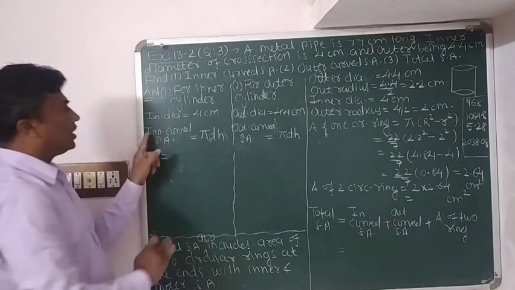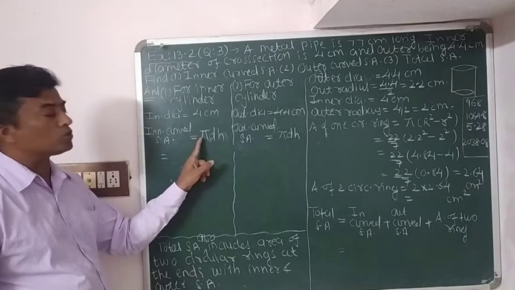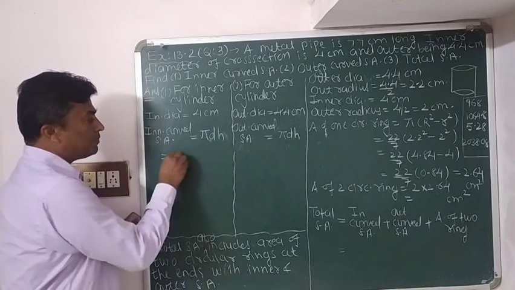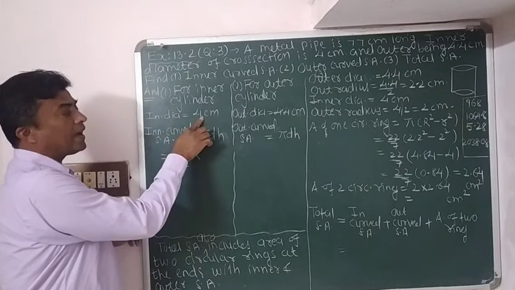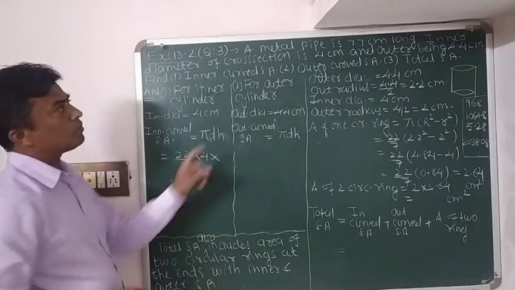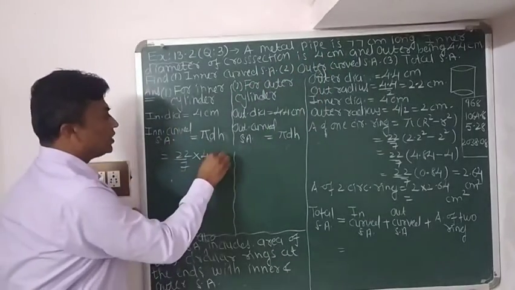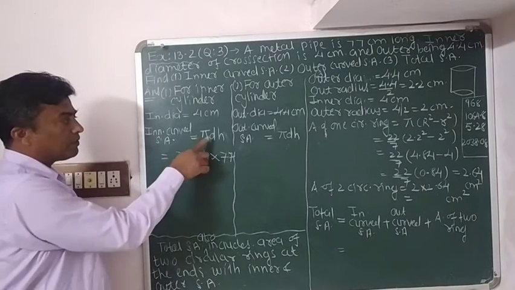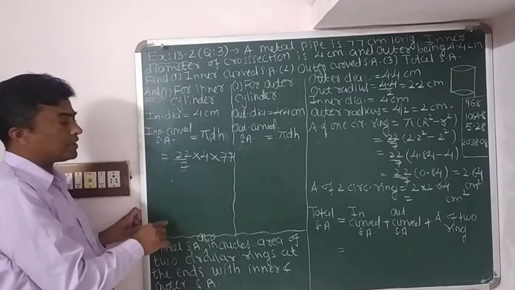So see children, now for the inner curved surface area, here the diameter is given, so we will use the formula pi dH. Pi means 22 by 7, multiplied by D. D means the inner diameter, 4 centimeter, then multiplied by H. What is H given to us? The height or length of the pipe is 77. So we can write 77 here. So pi means 22 by 7, D diameter 4, and H height or length 77 centimeter.